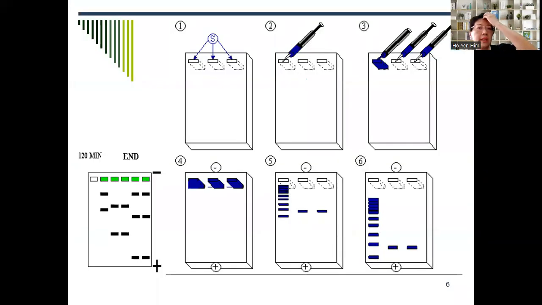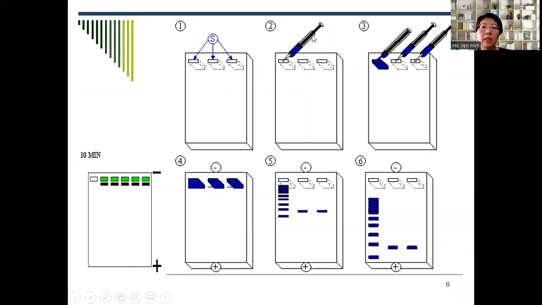So here you can see that the well is ready already. Step number 2 is we use a micropipette to transfer a sample of the DNA fragments into each well. And then we also add the tracing dye. The tracing dye is for us to trace where our DNA have traveled when we start the electrophoresis process.